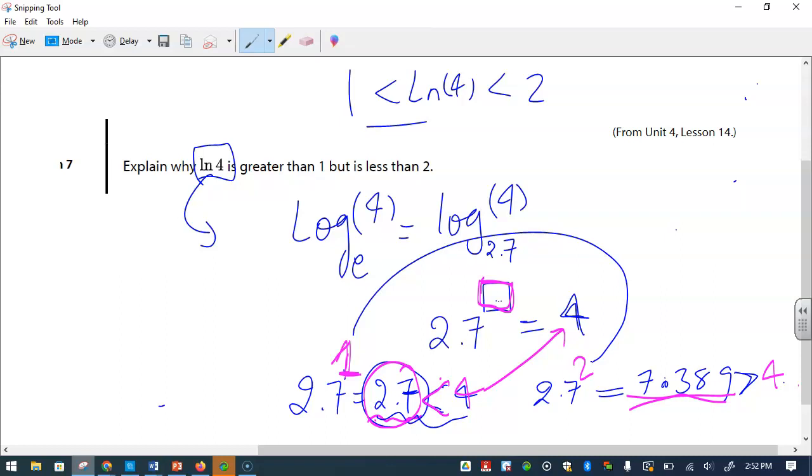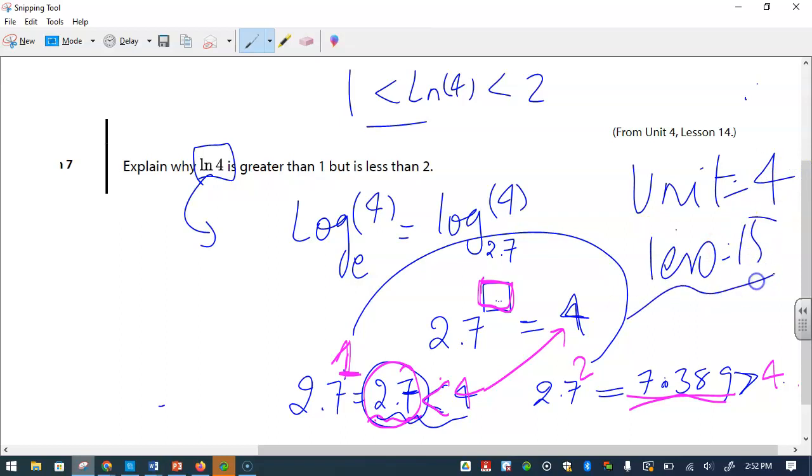Okay, so this completes unit 4 lesson 15. Very soon I will also be making a practice problem for lesson number 16.